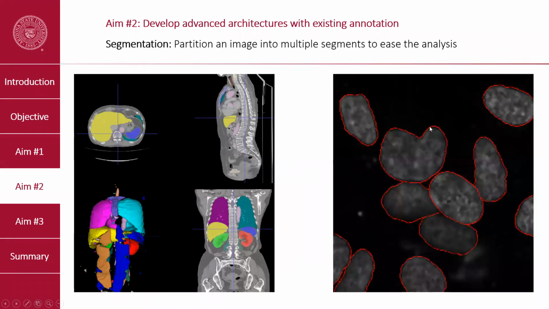For this aim, we focus on segmentation tasks that partition an image into multiple pieces to clearly localize both organ and lesions. Image segmentation helps quantitatively measure the size of the lesion and make the surgery more precise. When we collect the annotation for segmentation task, for example here, select a cell. The human expert must draw the contour for each object.